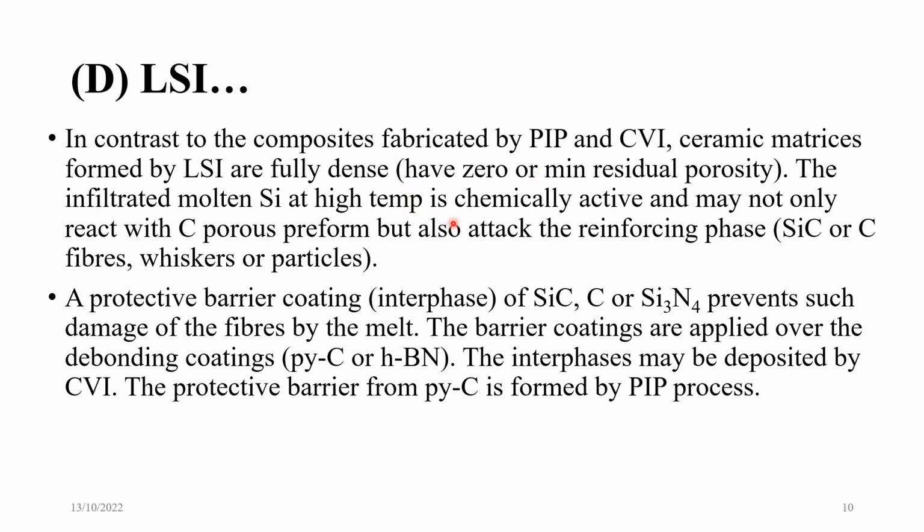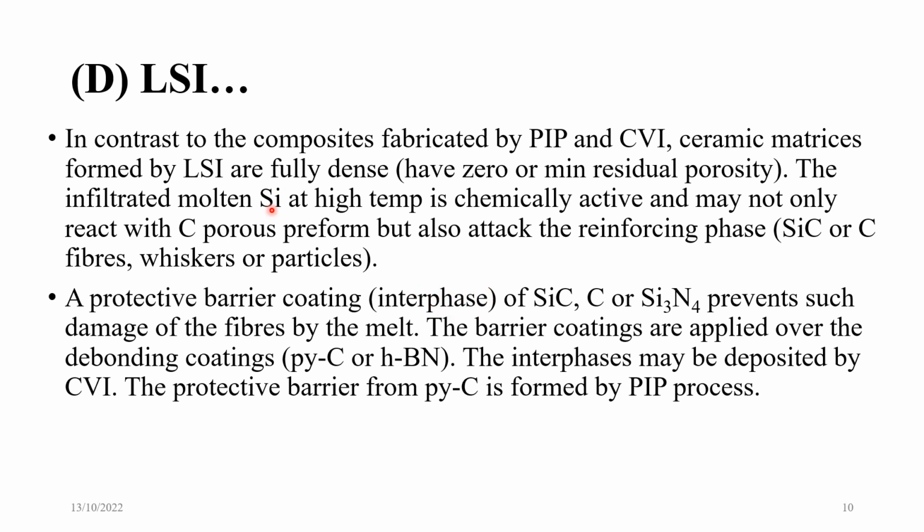Now sometimes it is good, sometimes it is not good. When it attacks, we do not want to destroy the structural integrity of the reinforcing phase. A protective barrier coating interface of silicon carbide prevents such damage. So we need to have an interface phase. How will we make this interface?